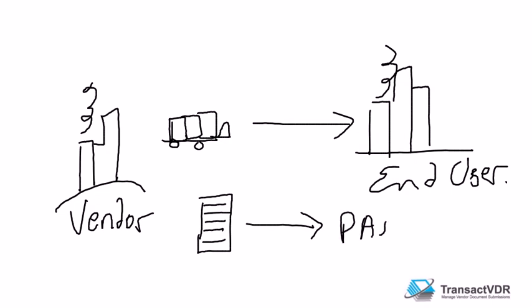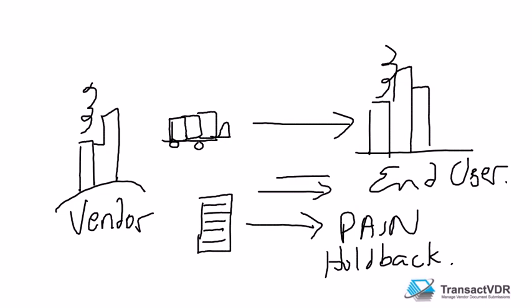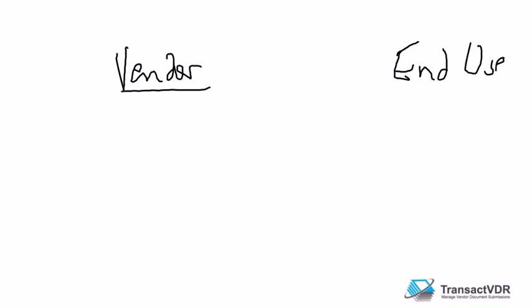We have holdbacks, delays. The project team doesn't enjoy the approval process where we end up submitting and heading back and forth between end users and vendors, and this is where TransactVDR fits. Looking at the document exchange between vendors and end users, we get a feel for why this is a pain point for our project folks.